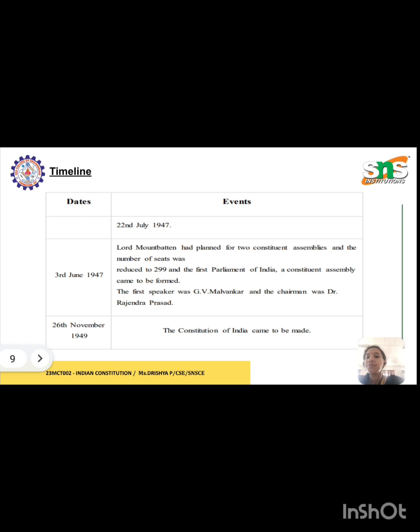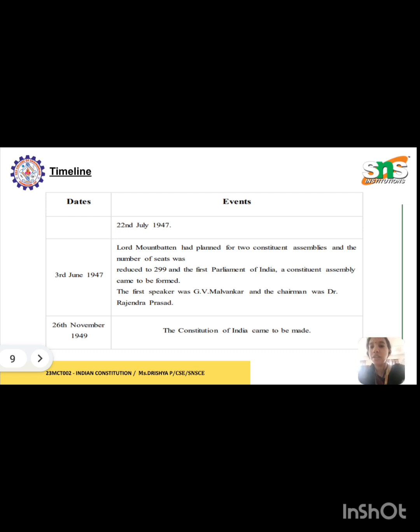Then after some months, on 3rd June 1947, Lord Mountbatten planned for two constituent assemblies, and the number of seats was reduced to 299, and the first Parliament of India, a constituent assembly, came to be formed. The first speaker was G.V. Malvankar, and the chairman was Dr. Rajendra Prasad, who is our Indian president.